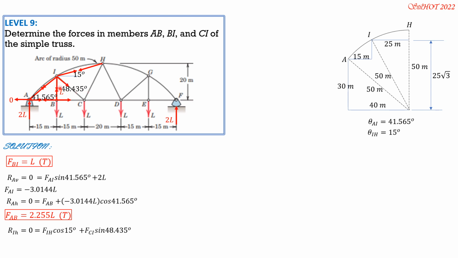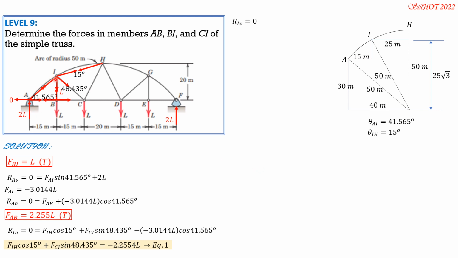FCI sine of 48.45, opposite of angle. Then minus FAI, so minus negative of 3.0144L, cosine of 41.565. The angle it makes with the horizontal is 41.565. So that's why we multiply 41.565. Simplifying, FIH cosine 15 plus FCI sine 48.45 equals negative, because this is negative when transposed to the left, negative 2.2554L. Call that equation 1.